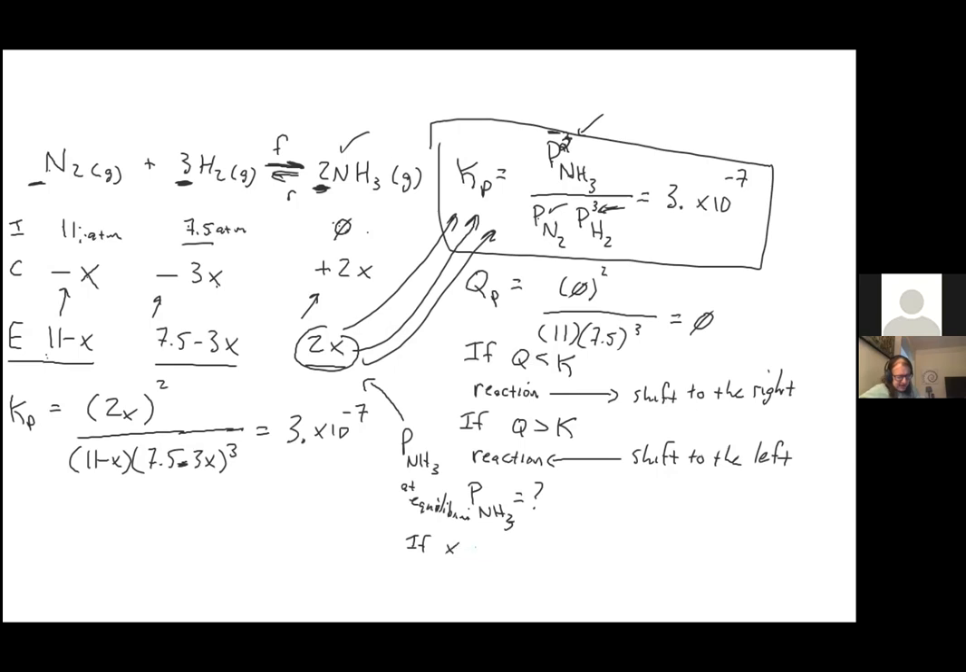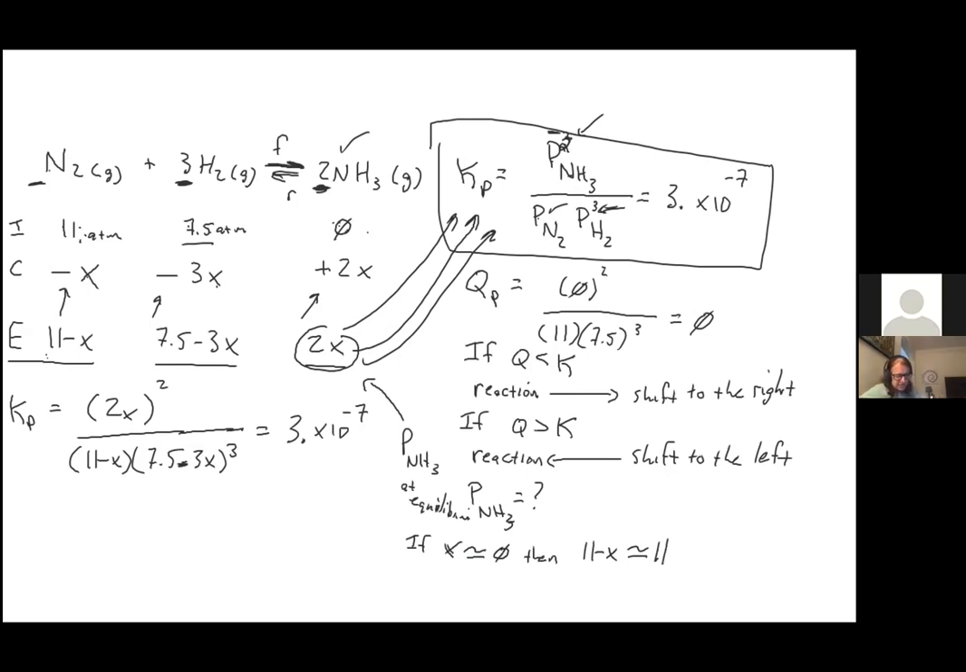You say if x is approximately 0, I'm not saying it's 0, I'm just saying it's approximately 0. If it's really small, then 11 minus x is approximately equal to 11. You can try that yourself, right? If x is 0.01, 11 minus 0.01 is approximately 11. And the same is true for 7.5.